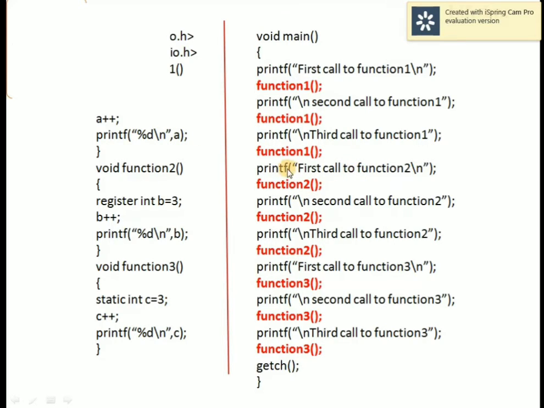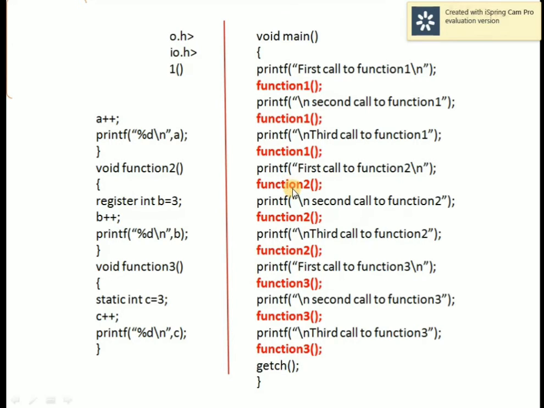So next is the function call to function 2. Again in function 2, I have declared the variable as register, and what is the lifetime of register? Within that function or block only. That means it will not retain its value for different function calls.